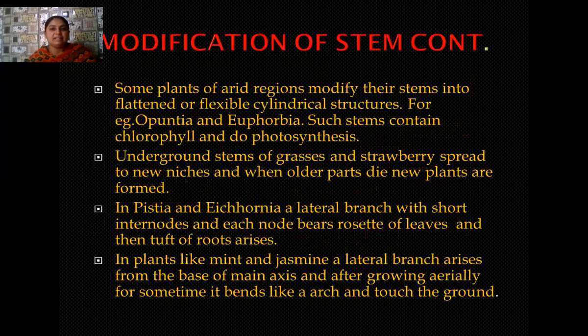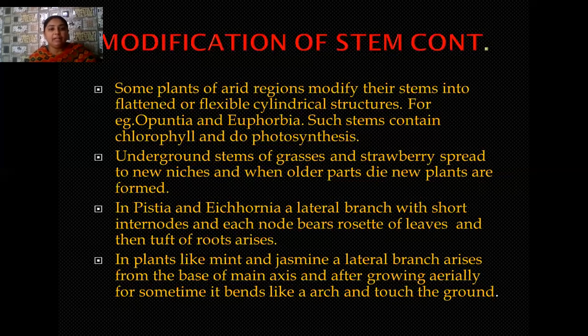Okay, students, there are some more modifications of the stem. Sometimes the plants are growing in arid regions. Here the stem is modified into flattened and flexible cylindrical structures. For example, in Opuntia and Euphorbia, the stem contains the green pigment chlorophyll, and instead of doing its main function, it is also performing the function of photosynthesis.